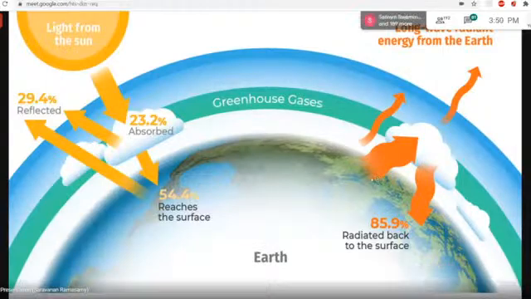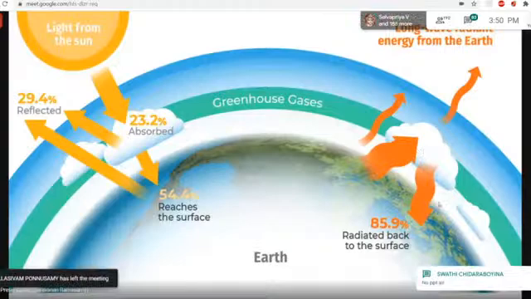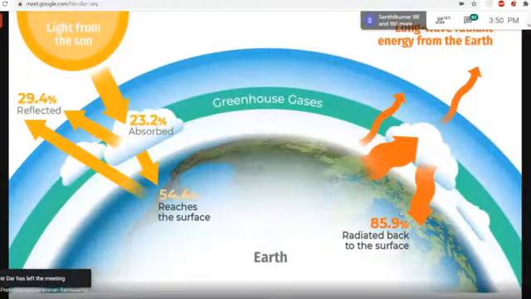The Earth's surface radiates the heat, and the greenhouse gases absorb the heat and radiate it back to the surface. So it's not going anywhere. This is happening every day for the last hundreds of years. All of the sunlight that the Earth is receiving is not going away. It keeps on hitting the surface, right? That's the global warming.